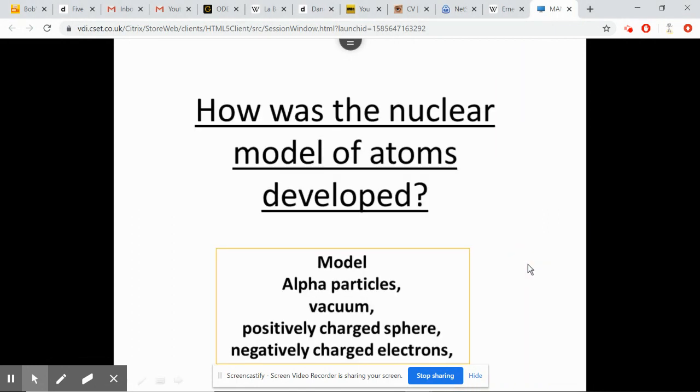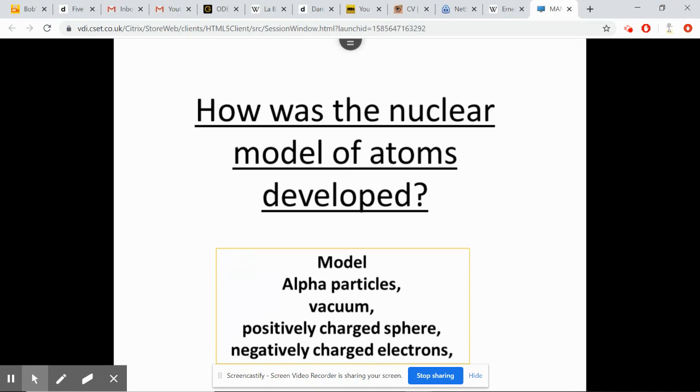Let's get cracking. Your driving question for today is, how was the nuclear model of the atom developed? This is the history of coming up with the model for the atom. Our keywords today are model, alpha particles, vacuum, positively charged spheres, and negatively charged electrons.